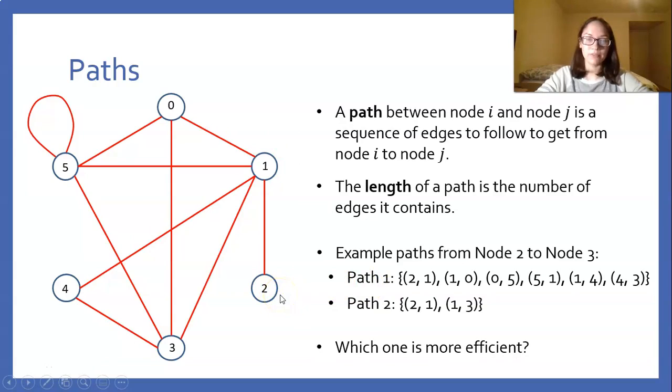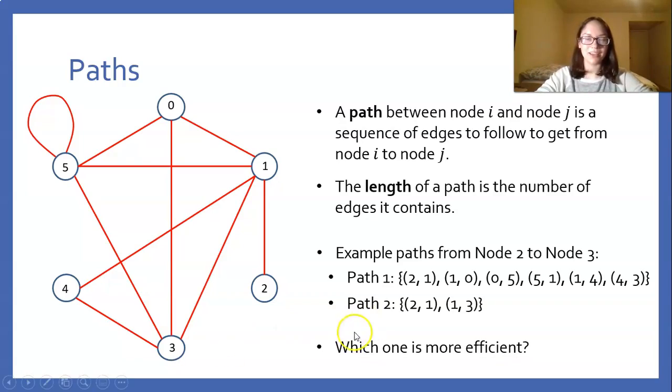We can go from node 2 to 1, node 1 to 0, node 0 to node 5, back to node 1, then node 1 to node 4, and then node 4 to node 3. So we have followed a sequence of edges to get from node 2 to node 3. So we have drawn a path, right? From node 2 to node 3.